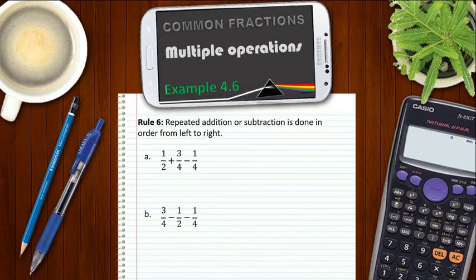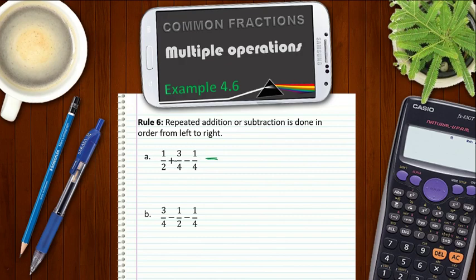Example 4.6. So rule 6. Repeated addition or subtraction is done in order from left to right. So as we've seen before, if you have just division and multiplication, left to right, or if you have just addition and subtraction, also left to right. But you can also add and subtract all three of these together. So it's going to take longer to do this first and then go and do that to the answer, or subtract minus 1 over 4 with the answer. So let's treat them all together.